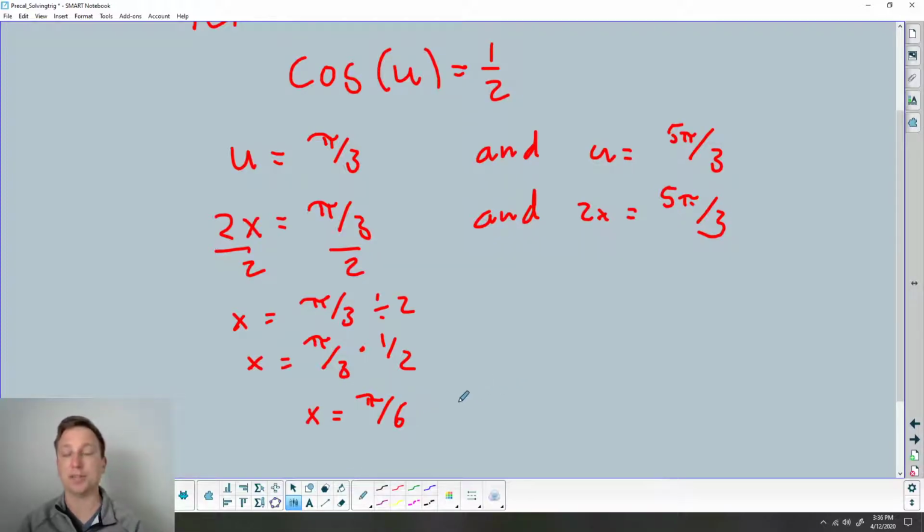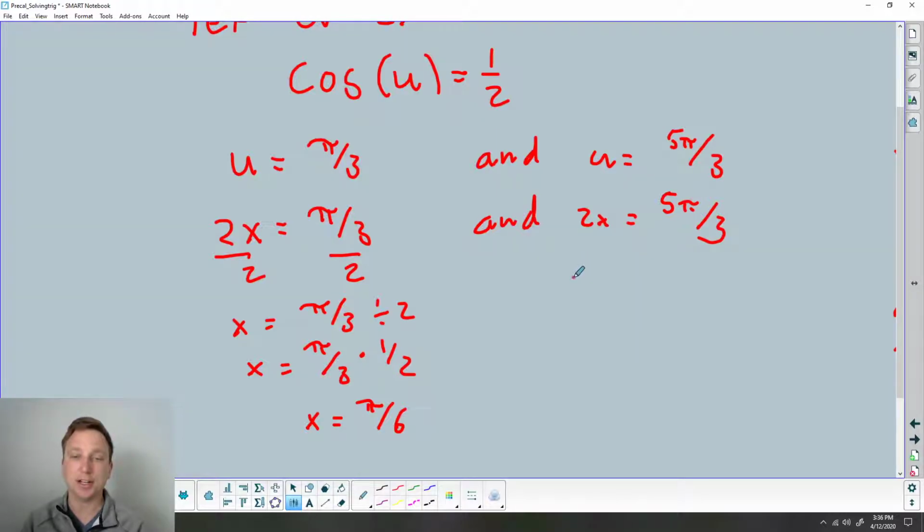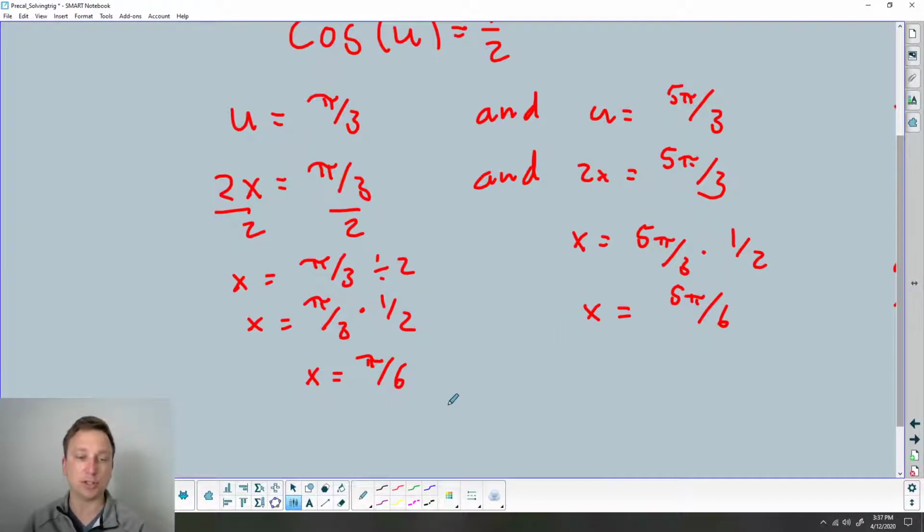And that makes total sense if we think about what we're doing here. If we take pi sixths and substitute it into our original equation, pi sixths times 2 gets pi thirds, which when we take the cosine of pi thirds produces 1/2. Similarly, same thing on the right side with 5 pi thirds. So x would be equal to 5 pi thirds times 1/2, instead of divided by 2. So x would be 5 pi sixths. And in this case, both of these values are less than 2 pi. So we have two solutions. The answers to this are x is pi sixths and 5 pi sixths.